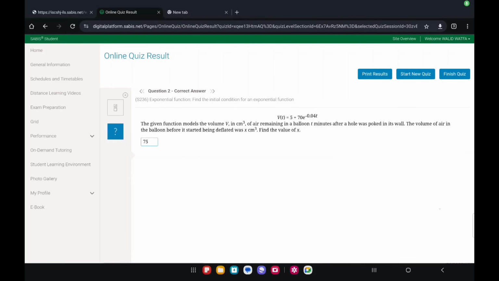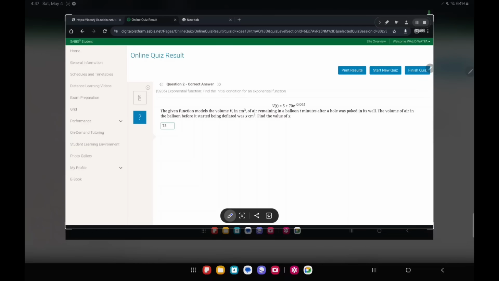Okay, question 2 now. They give you a formula. The function is 5 plus 70e to the power of minus 0.04t. This is the volume of the air in a balloon after t minutes, so t is the time, when they poked a hole inside the balloon. When you poke a hole, it starts deflating air. That's why the rate is negative, by the way.